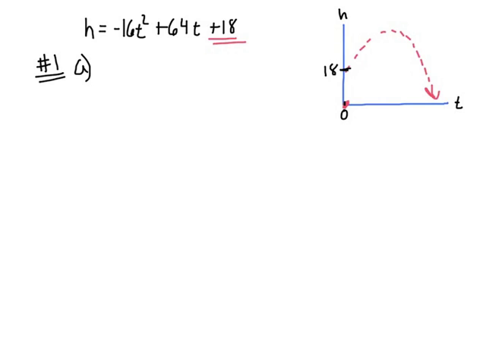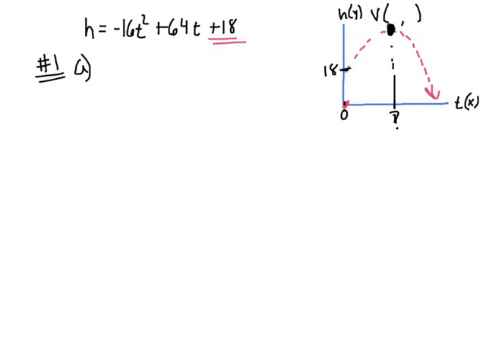So that means maximum sounds to me like a vertex position. And we want to know what time. So we want to know what x value. Well, that maximum position is the vertex of the parabola. So are we looking for the x-coordinate of that vertex or the y-coordinate? Yeah, we're looking for the x-coordinate.